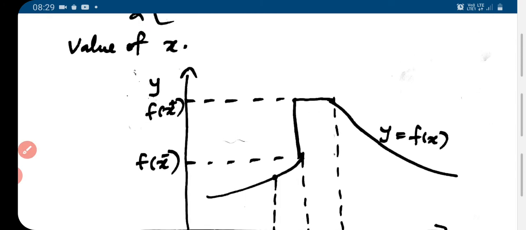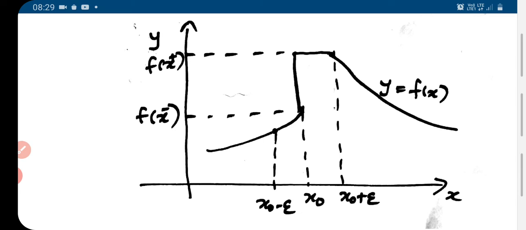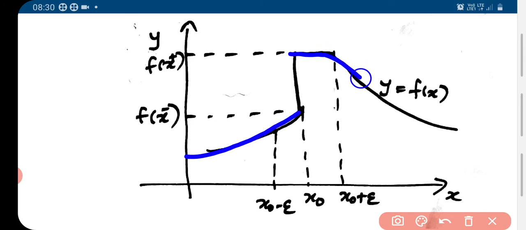So we see a function f of x plotted here. It is periodic, and it is satisfying all these conditions. At any value of x, it converges to half of f of x plus and f of x minus. This is what Dirichlet's theorem is telling us. At all these points, the function is continuous, but at x equal to x0, it is discontinuous.